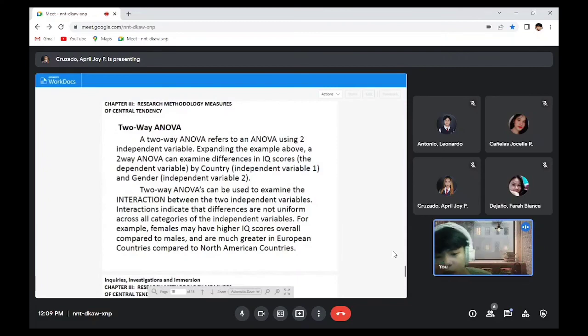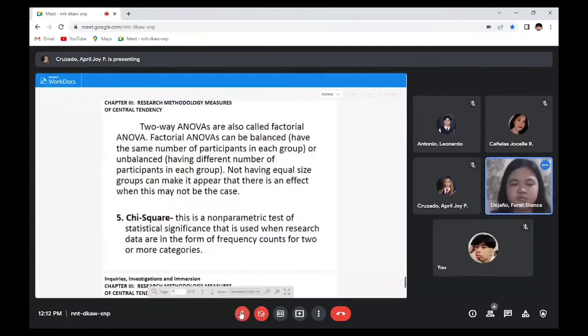Two-way ANOVA can be used to examine interaction between the two independent variables. Interaction indicates that differences are not uniform across all categories of the independent variable. For example, females may have higher IQ overall compared to males, and are much greater in European countries compared to North American countries.